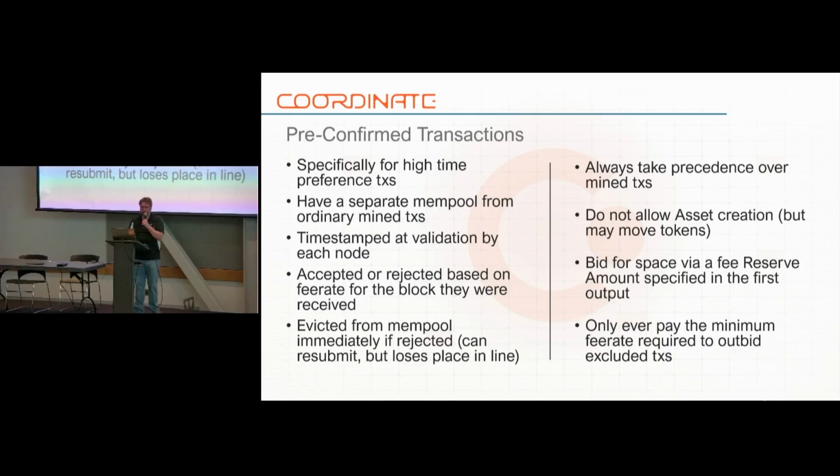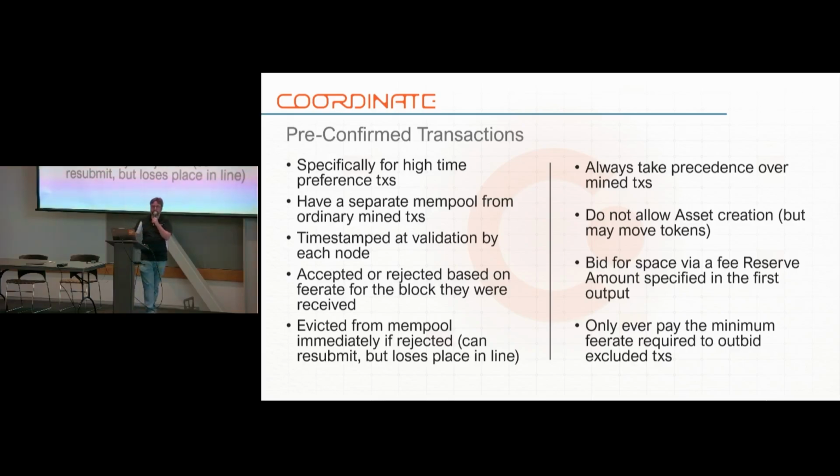Again, Coordinate supports both, I call these signed and mine blocks, but the signed versions, because they have faster finality, they always take precedence over the mine version, which created a fun little problem I had to solve. And they do not allow for asset creation of tokens, but you can move tokens with pre-conf transactions. And you also bid for space via fee reserve amount specified by the first output. So this one's a little complicated. I'll get into it a little later. And most importantly, you only ever have to pay the minimum fee rate to outbid anybody else who is excluded from the block.